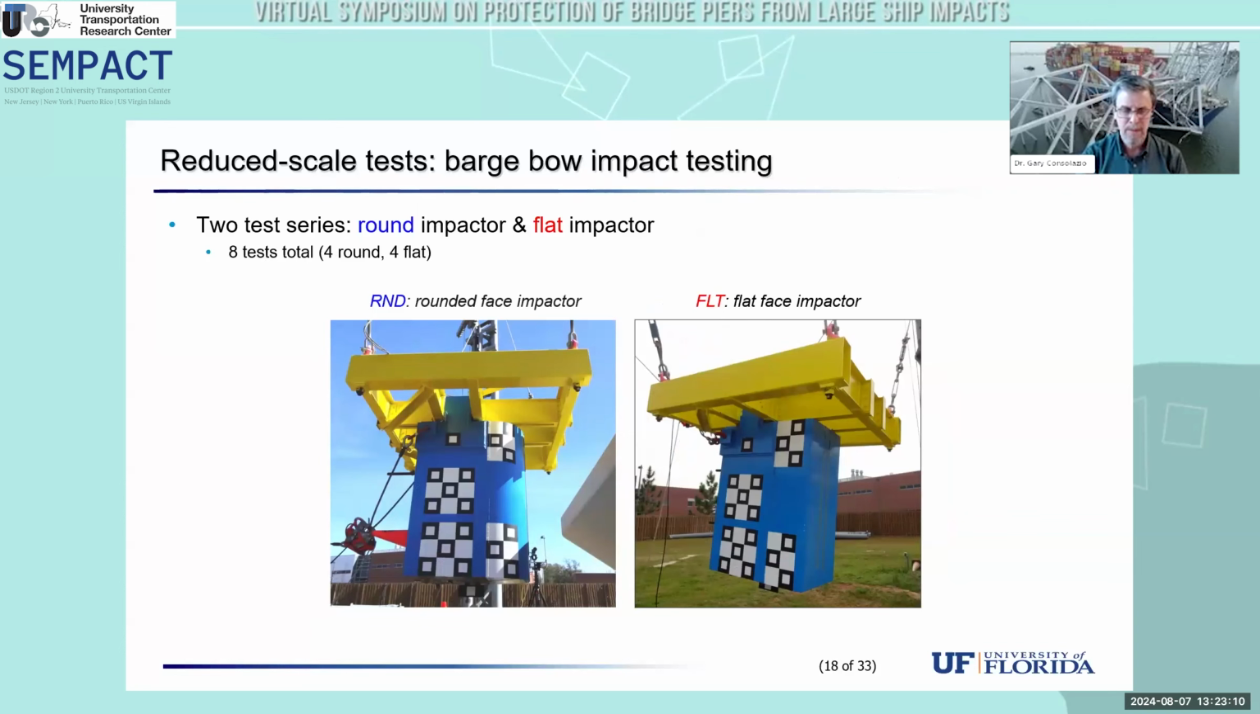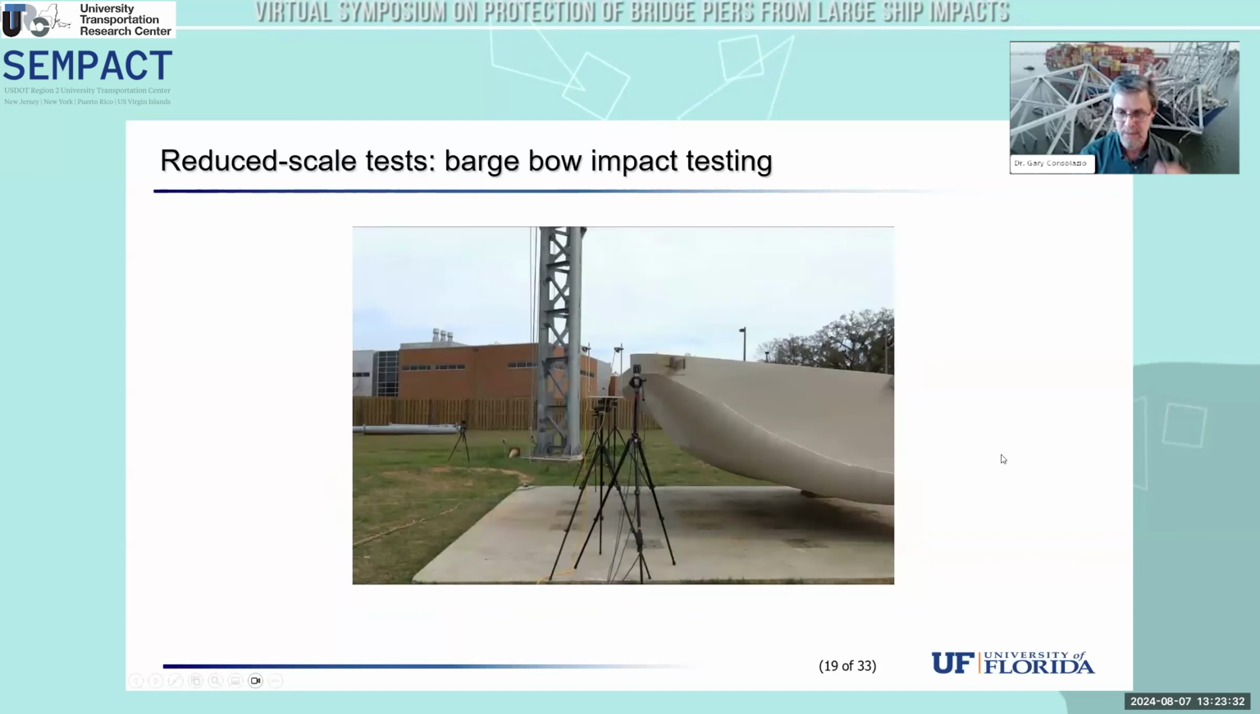We've kind of turned the typical impact around. Finite element results showed that the force deformation relationships derived from swinging the pier at the barge or the barge at the pier are virtually identical. And so it's more expedient and more controlled to swing the pier at the barge. And so that's what we did. But we tested with a rounded faced impactor and a flat faced impactor so that we could determine whether or not the results from the finite element simulations that said there are different force levels were proven out by testing. So here are a couple of quick clips from the flat faced impactor testing.